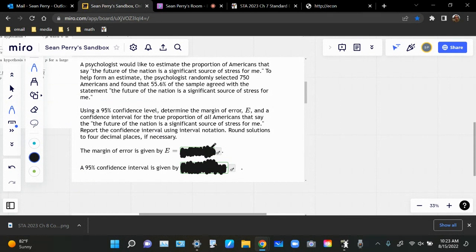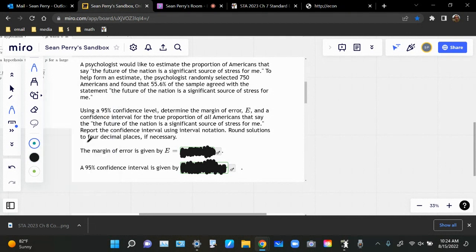This one says a psychologist would like to estimate the proportion of Americans that say the future of the nation is a significant source of stress for me. To help form an estimate, the psychologist randomly selected 750 Americans and found that 55.6% of the sample agreed with the statement. Using a 95% confidence interval, determine the margin of error E and a confidence interval for the true proportion of all Americans that say the future of the nation is a significant source of stress for me. Report the confidence interval using interval notation. Round solutions to 4 decimal places if necessary.